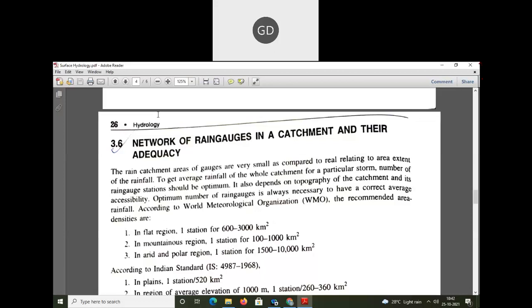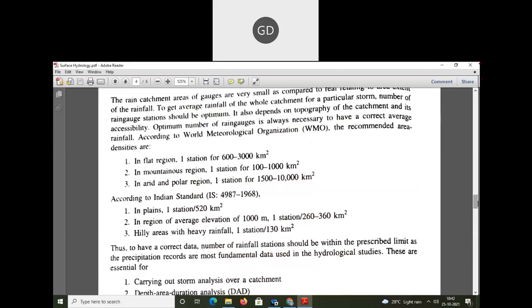So here you can see the areas and densities given, so let us see what kind of areas and densities are given. If the area is a very flat region, then there should be one station for 600 to 3000 kilometers square. Then in a mountainous region, one station should be for 100 to 1000 kilometers square. Then in arid and polar regions, one station should be for 1500 to 10,000 kilometers square.